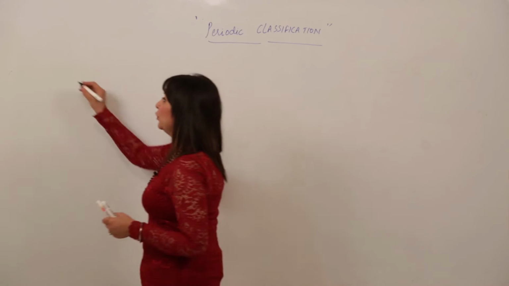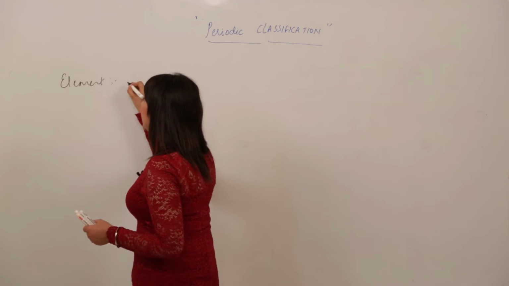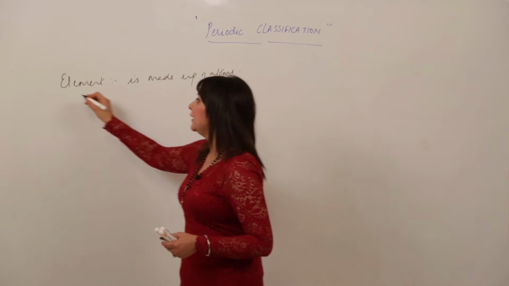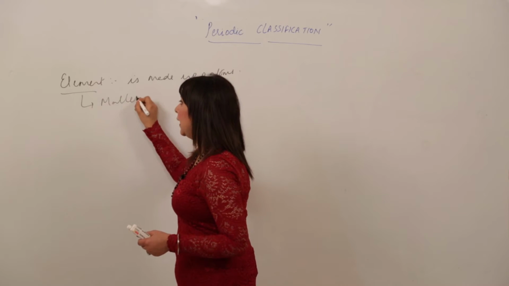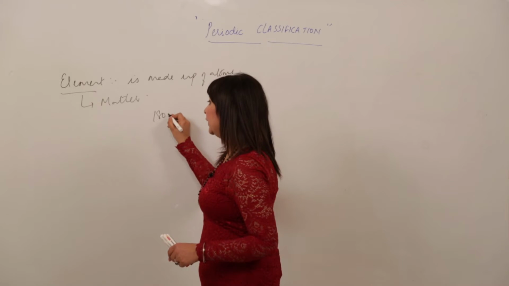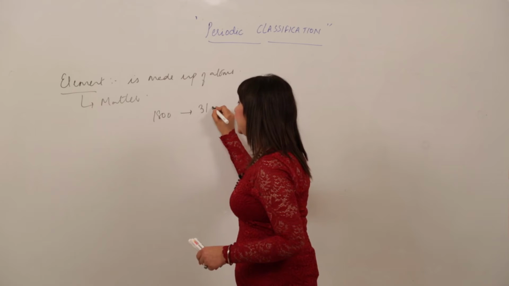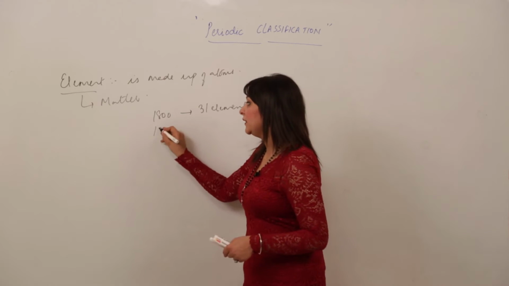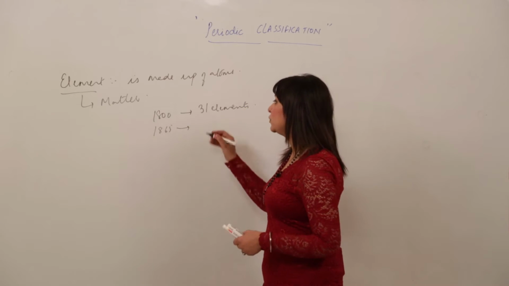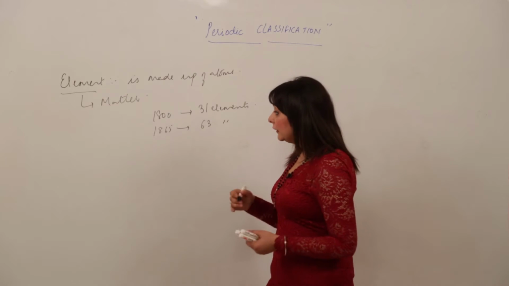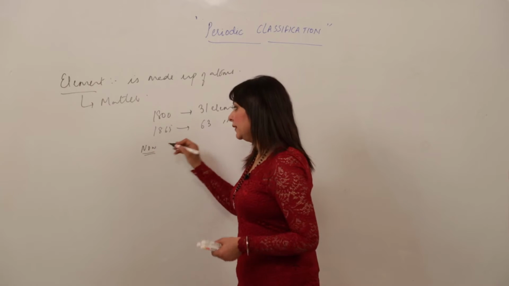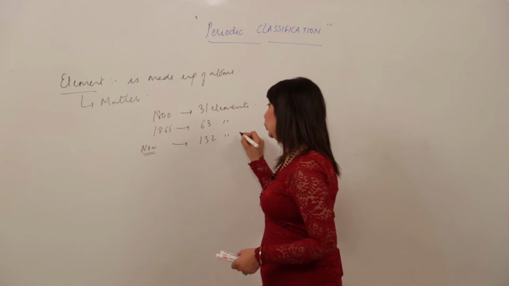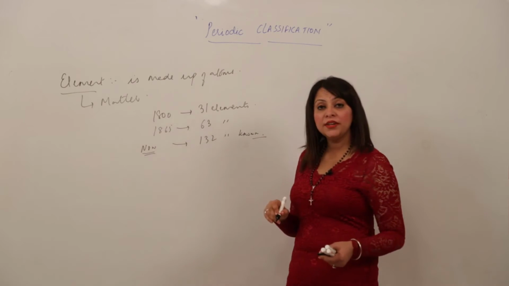So first of all, you should know the definition of the element. Element is made up of atoms, and it is actually a building block of matter. In the year 1800, approximately 31 elements were found. With the passage of time, around 1865, this discovery went to 63 elements, and nowadays approximately 132 elements are known, and still more discoveries are in the pipeline.